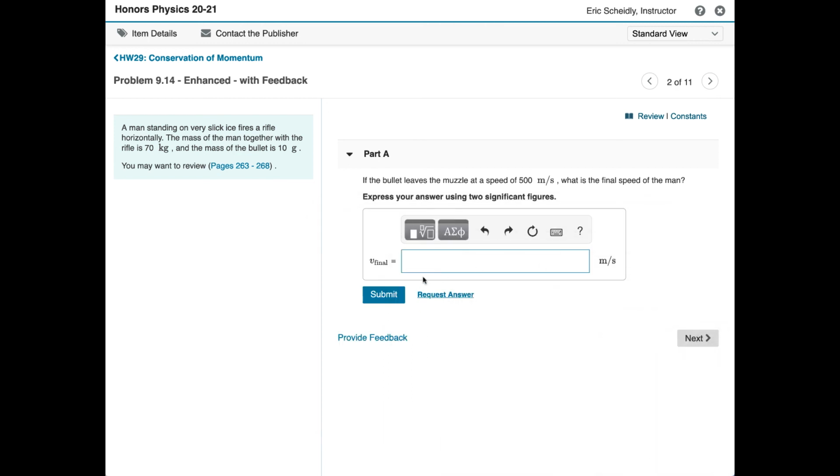That velocity would work out to be negative. The problem is asking me for the speed, however, so I can put it in without the negative sign, just the speed of the man traveling in the opposite direction.